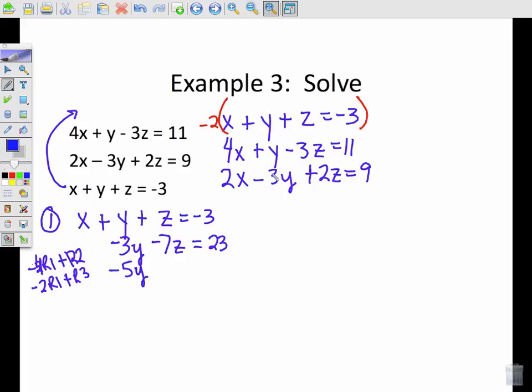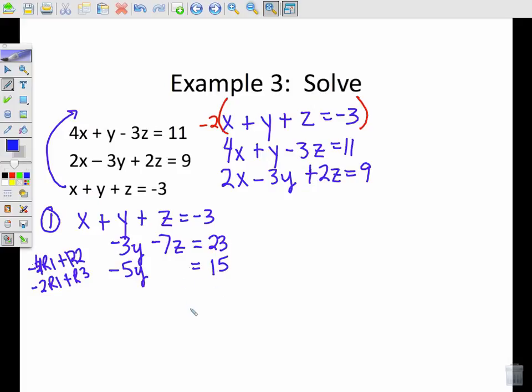You get 0x, negative 5y, negative 2z plus z, negative 2z plus the z's there is 0z. I'm going to go ahead and leave a space there for 0z. And finally here what we've got is, what's the other side? So you've got 6 plus 9, which is 15.